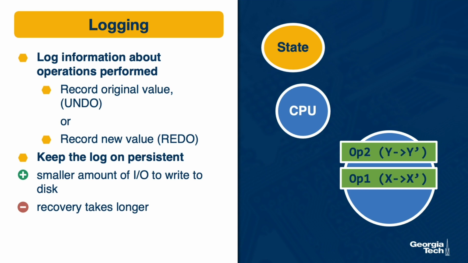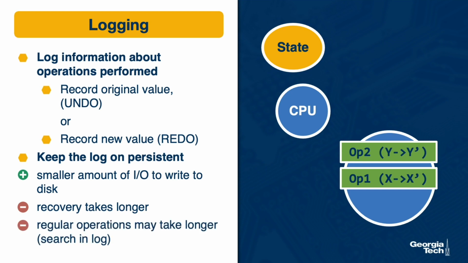We need to look at this log, find out what are the updates that we need to undo or redo, replay the log, and so forth. In addition, with redo log in particular, even regular application operations become more expensive because now they have to look through the log to find out the most recent value of any dependent parameters and input parameters they need for execution.